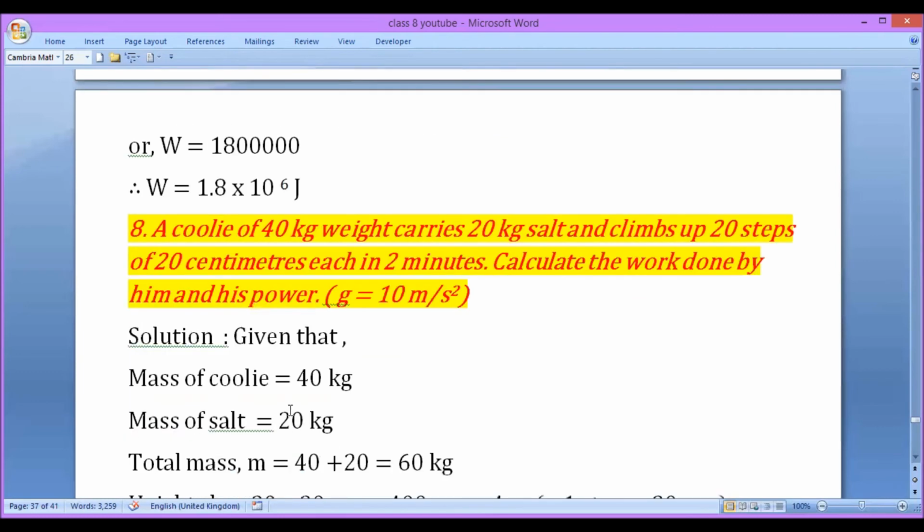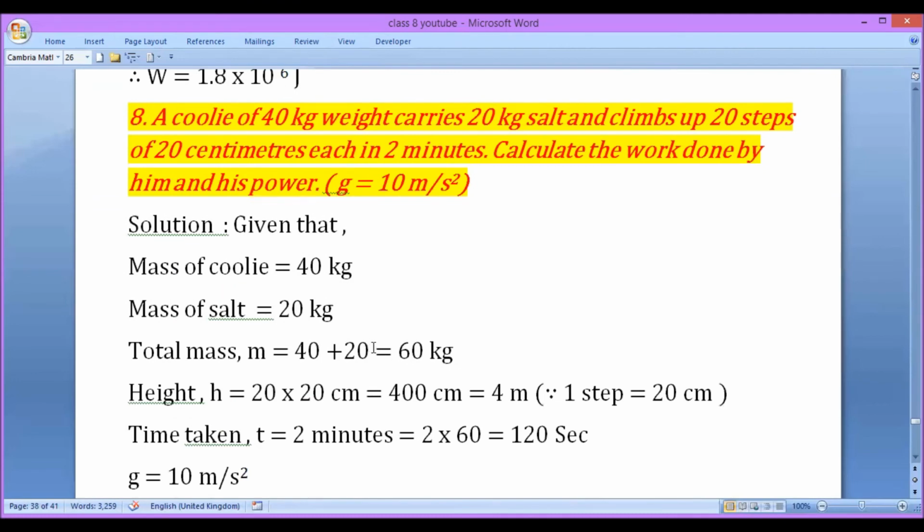This is also from the last question, question number 8. This is a very twisted question, so first you have to understand the question properly. A pulley of 40 kg weight, the mass of the pulley is 40 kg, carries 20 kg sand. We need the total mass here, so firstly you have to understand it.